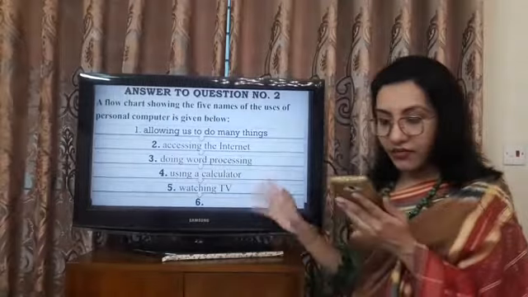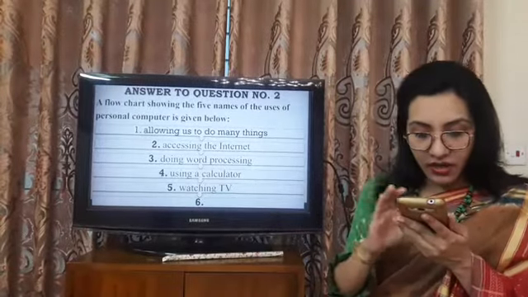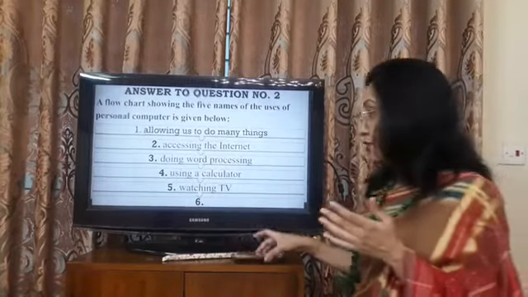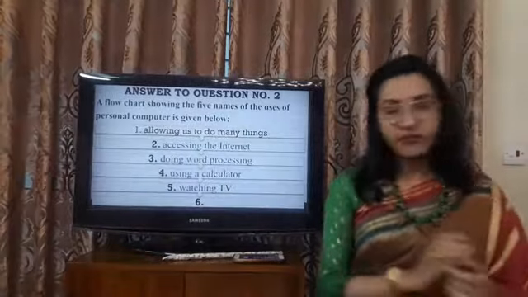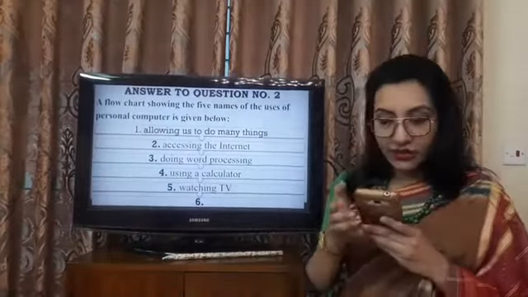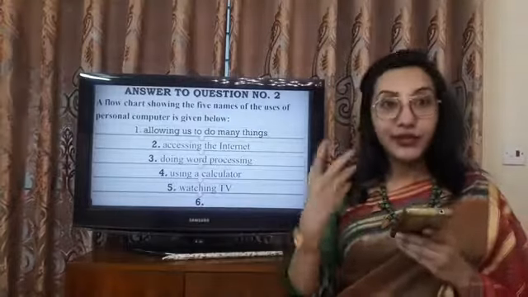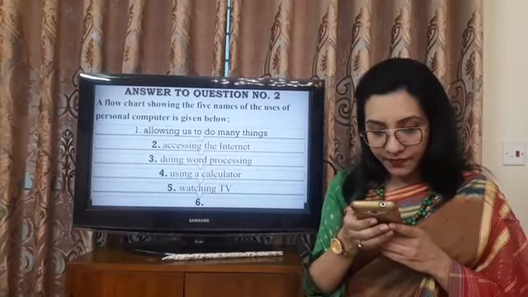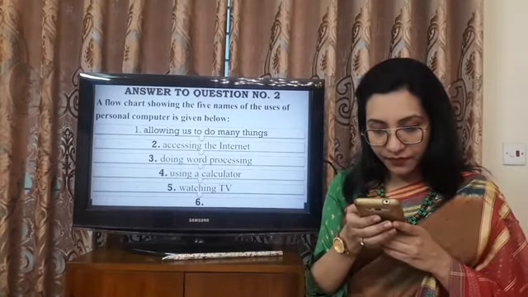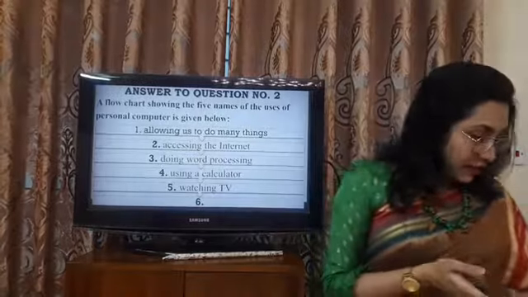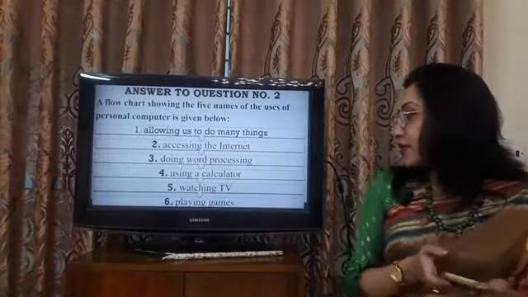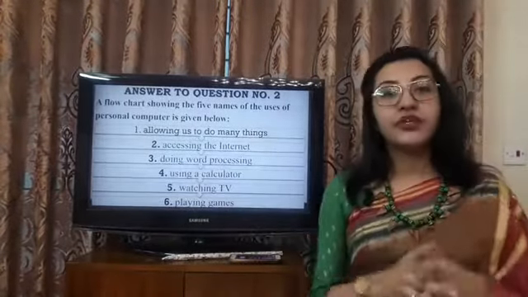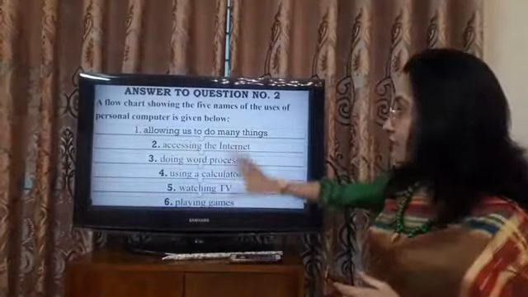The fifth use that we have is watching TV, and we have come to the very last one. একদম শেষে আমরা চলে এসেছি. Now what is going to be in number 6? সবার শেষেরটা কি হবে? And number 6 is going to be something that usually boys do with personal computer. So yes, in number 6 we have playing games. How we can play games? By using personal computer. So these are the 5 uses.